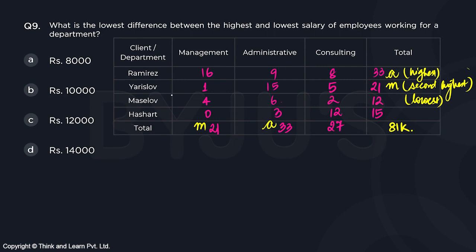Ninth, what is the lowest difference between the highest and the lowest salary of employees working in a department? So we want to find the lowest difference that of the highest and lowest salaries. That means the highest and lowest salaries should be as close as possible. So the difference is that is going to be 16, then it's going to be 15 and 3, which is going to give us 12. And for consulting, it's going to be 12 and 2, which is going to be 10. So the answer is going to be 10,000, which is option B.